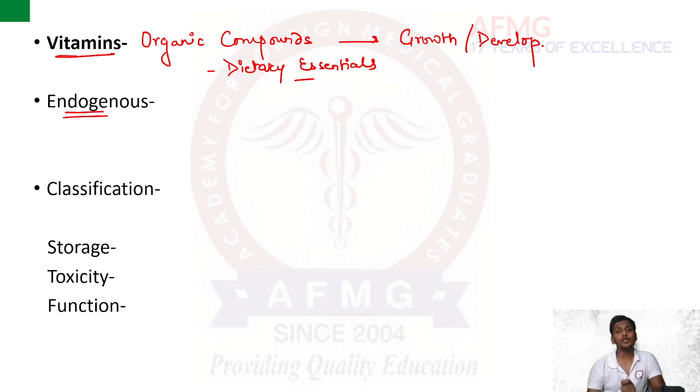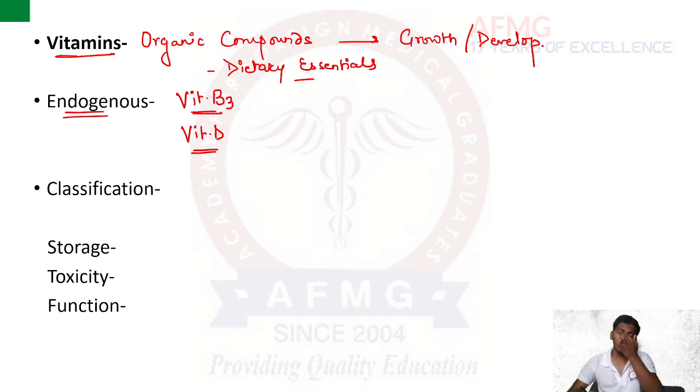The most important 2 vitamins which are synthesized by our own body are, first, vitamin B3, also called niacin. Vitamin B3 or niacin is synthesized from an amino acid called tryptophan, whereas the other one is vitamin D, and as we are quite aware, vitamin D is synthesized in our own body when it is exposed to sunlight. It is developed from its precursor, that is 7-dehydrocholesterol.